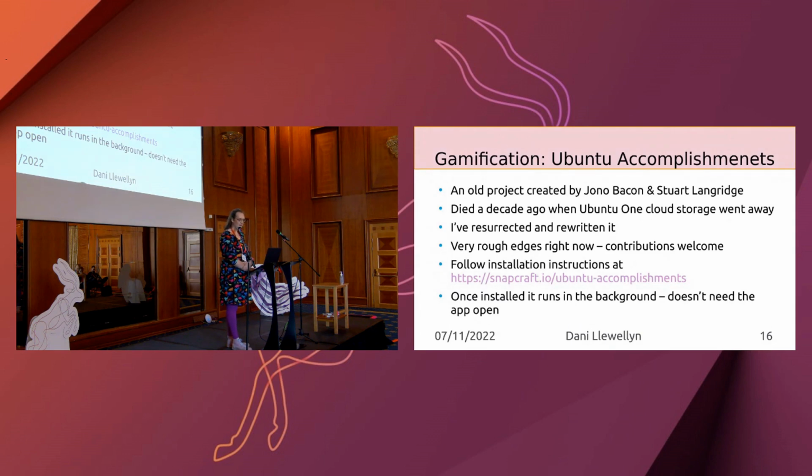Now we get on to the fun bit, gamification. I've relaunched a project started many years ago by Jono Bacon, who is a name you may have heard. He used to be community engagement at Canonical many years ago. And as part of that, he created Ubuntu Accomplishments along with Stuart Langridge, I believe.